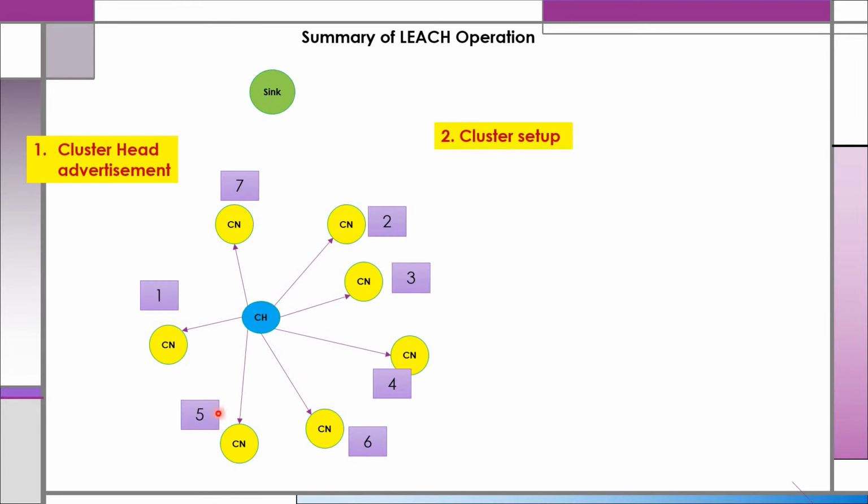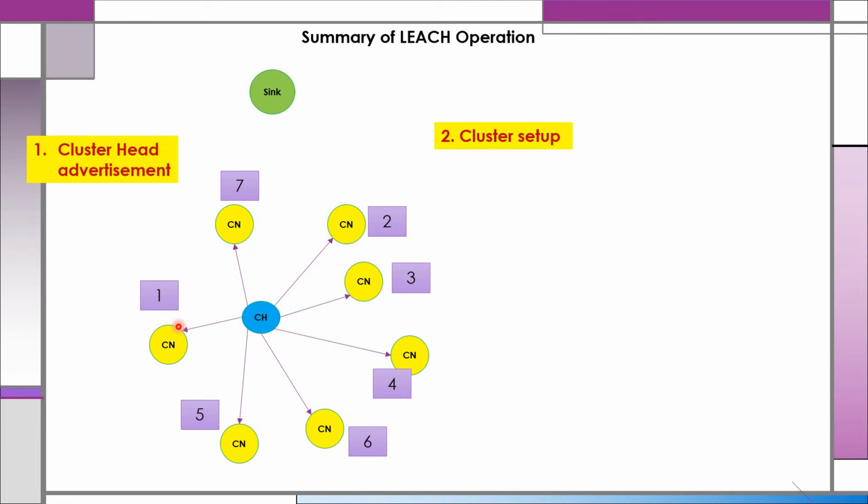So now, based on the energy available, or the units of energy available, in each and every node, there is a standard procedure, or standard parameters, to select a cluster head. The major parameter is energy: the energy available, or power availability, of each and every node.